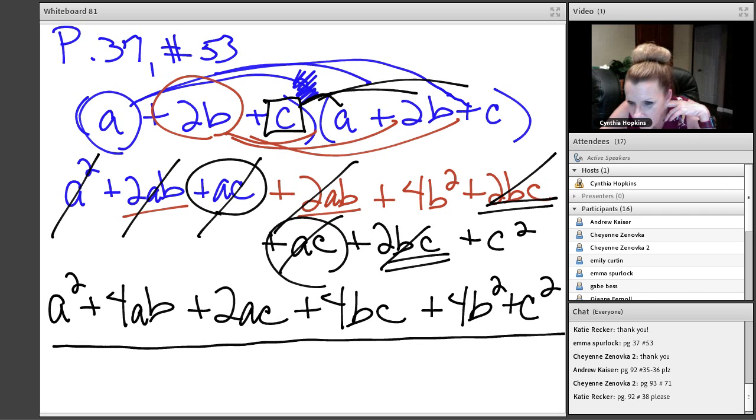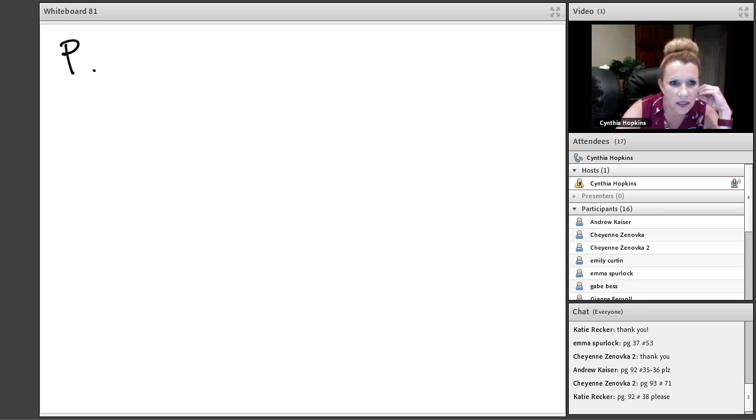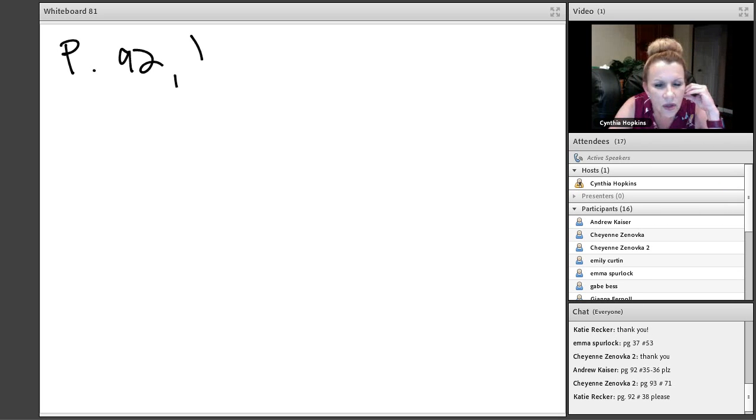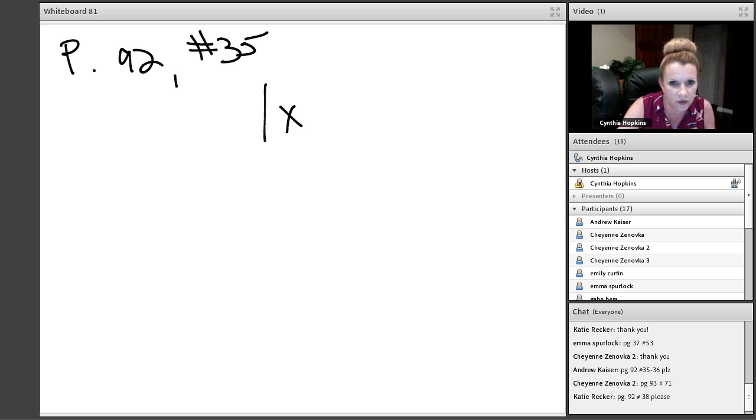Okay, Andrew has 2 questions. Yay, we have some questions. All right, so Andrew, page 92, number 35. Draw the graph of each inequality. Excellent. I think you guys need practice with absolute value inequalities.